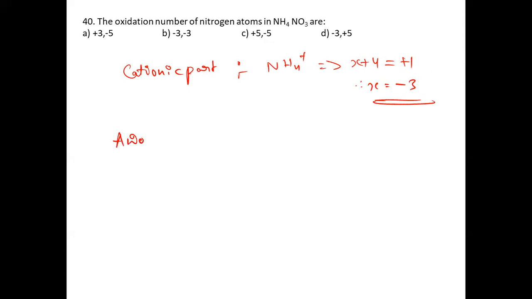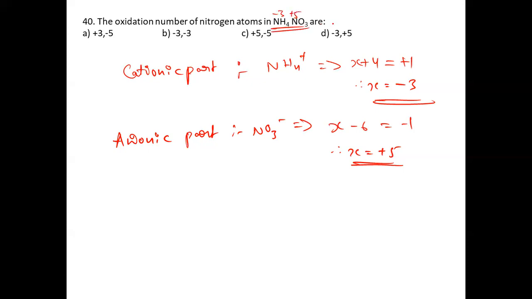Similarly, we have one more part, that is the anionic part. The anionic part is NO3 minus. So here nitrogen as X, minus, because the oxidation state of oxygen is minus 2. Minus 2 into 3 is minus 6, and the charge on the anion is minus 1. X minus 6 is equal to minus 1. Therefore, X is equal to plus 5. So these are the oxidation numbers of nitrogen atoms in NH4 and NO3, that is minus 3 and plus 5 respectively. Then what is the correct option? It's option D.